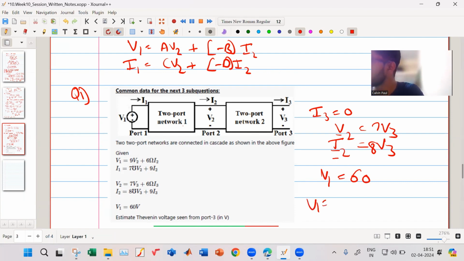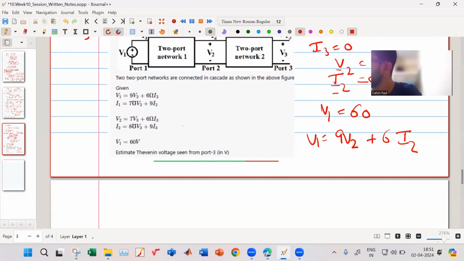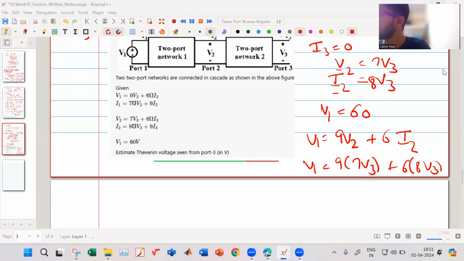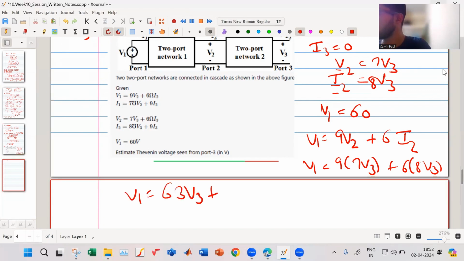So what we do is substitute the values of V2 and I2 into V1. My V1 is equal to 9 V2 plus 6 I2, which gives 9 into 7 V3 plus 6 into 8 V3. So your V1 will be equal to 63 V3 plus 48 V3. What is the sum of this?